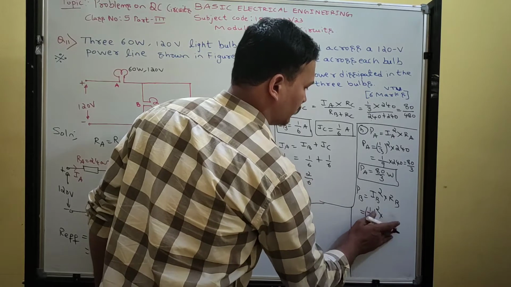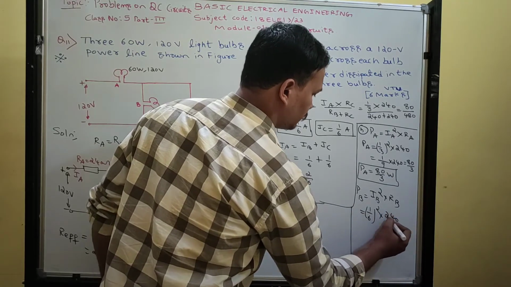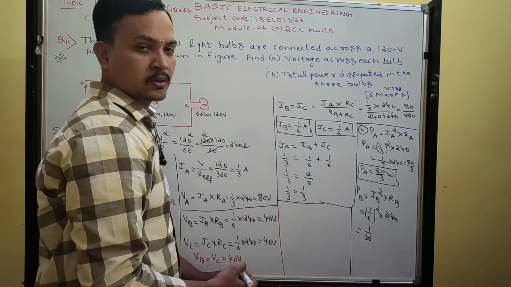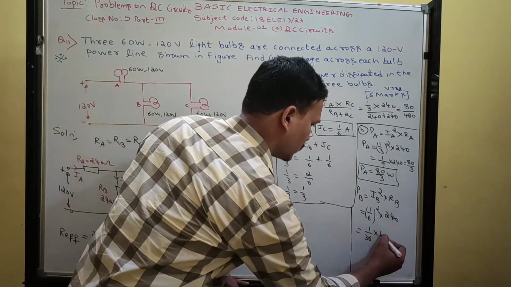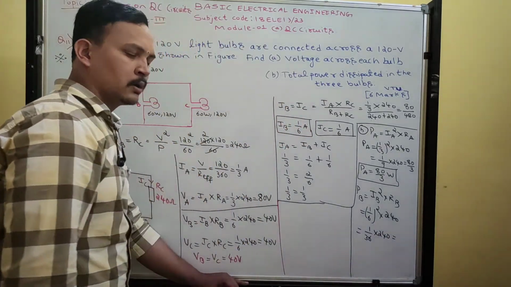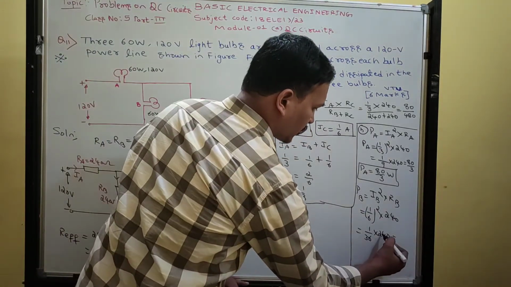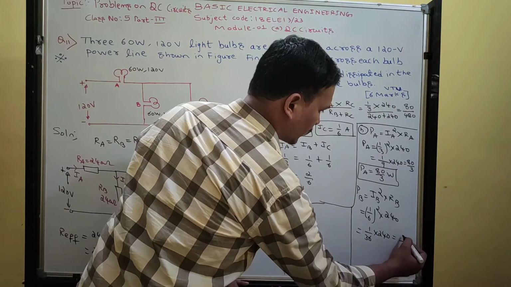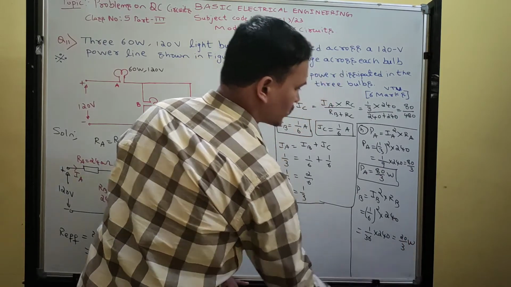What is the RB value? 240. So 1 by 6 whole square is 1 by 36, into 240. So how much will you get? 12 2s are 24, 12 3s are 36. You will get 20 by 3 watts.